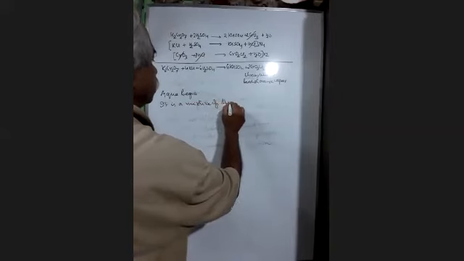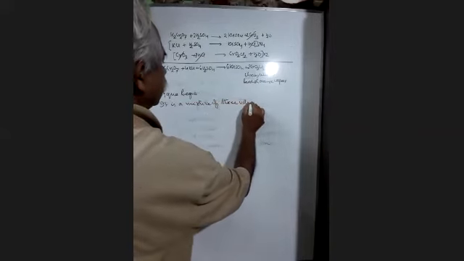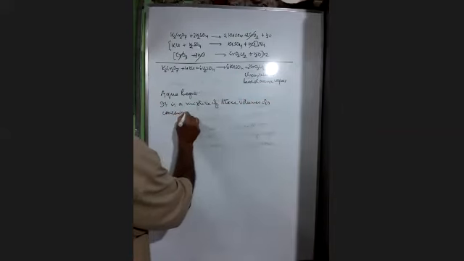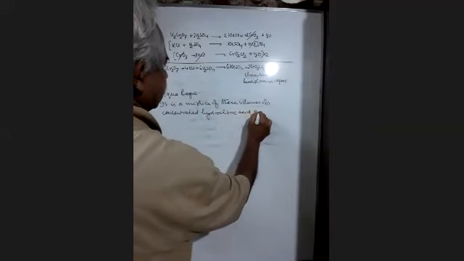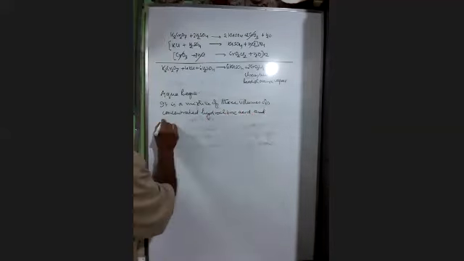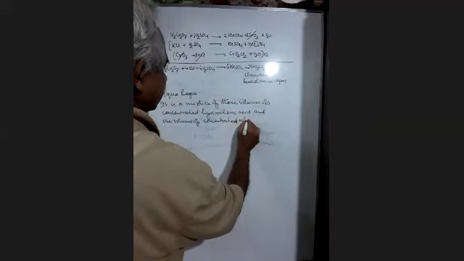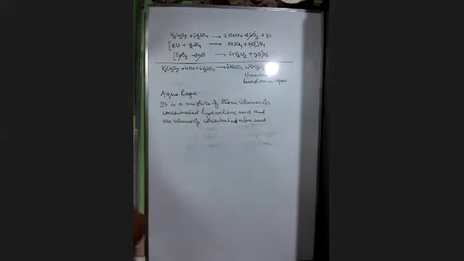See, would you write now? It is a mixture of three volumes of concentrated hydrochloric acid and 1 volume of concentrated nitric acid. This is called aqua regia.